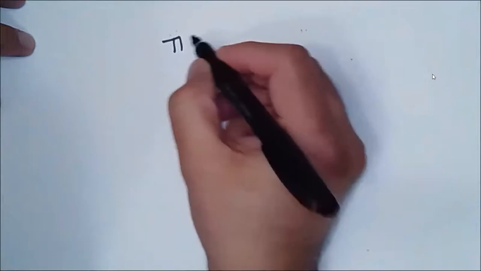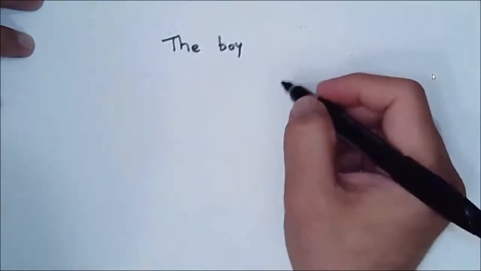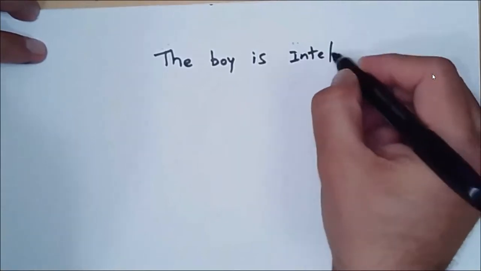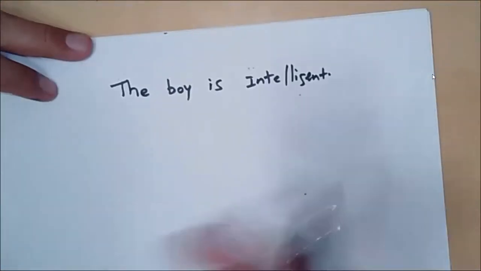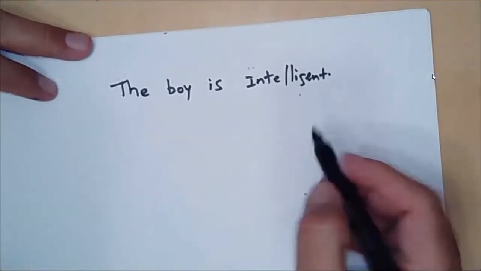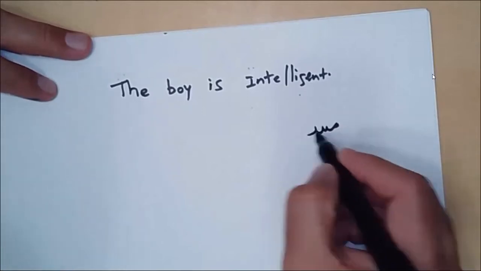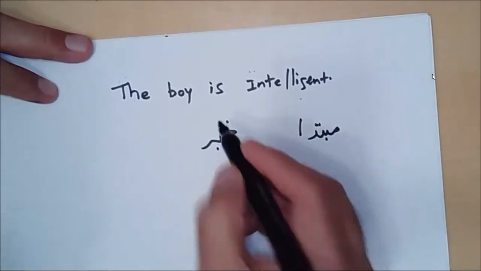Okay. Now let's make our next sentence then. We're going to say, in English, the boy is intelligent. Okay. Now, who can tell me? Let's make it like this. We're going to say first we write mubtada, and then we write the khabar here.